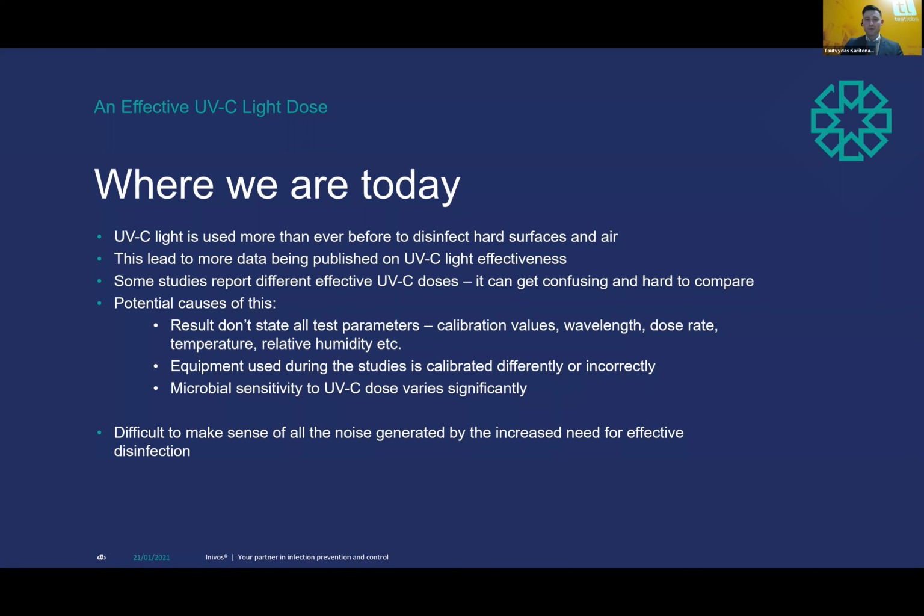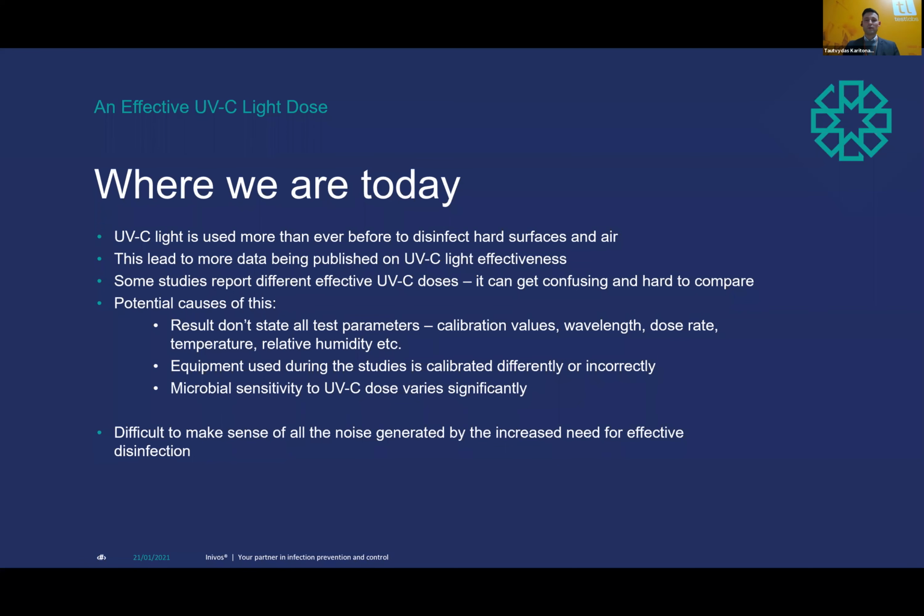Most studies don't state the different wavelengths that they're testing, or the dose rates, or how long it took to get to the same dose. There's no mention of temperature or relative humidity, which we now know, from quite a few studies, have an impact on any of the reported effective dose values. So with the whole microbial sensitivity to UVC doses, we have a bit of a challenge: how do you make sense of all the data that's being presented?